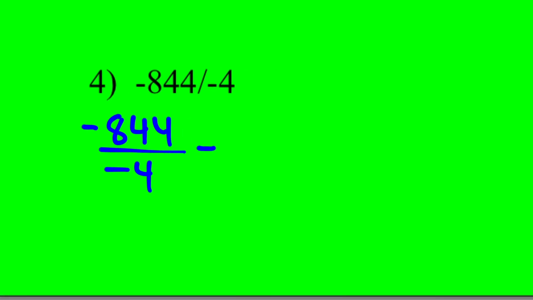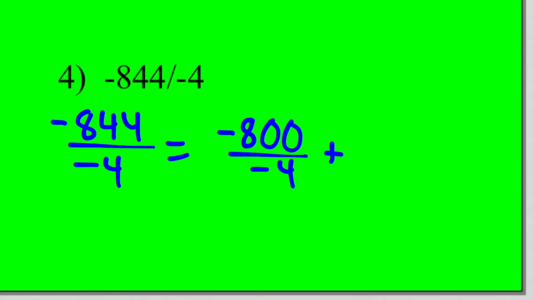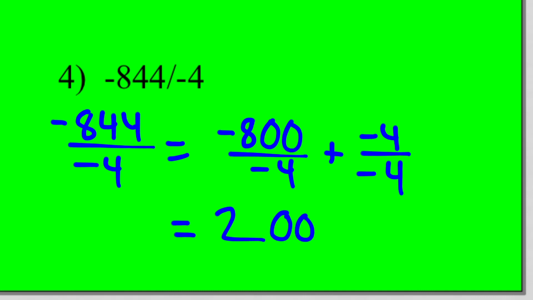Okay, last question. -844 divided by -4. Well, I might do -800 divided by -4 and -4 divided by -4. A negative divided by negative is positive. 8 divided by 4 is 2. Tack on 2 zeros. And 4 divided by 4 is 1. So that's going to be 201.